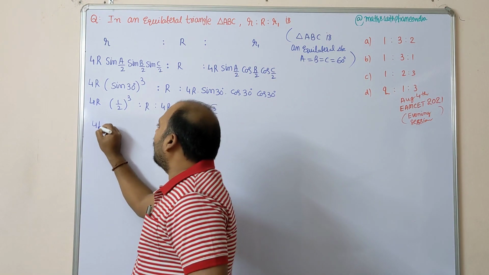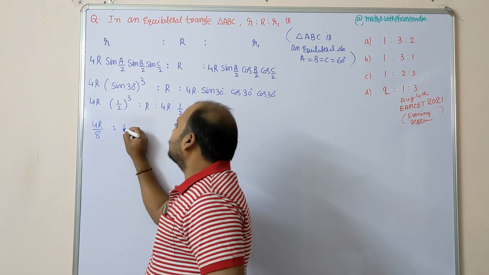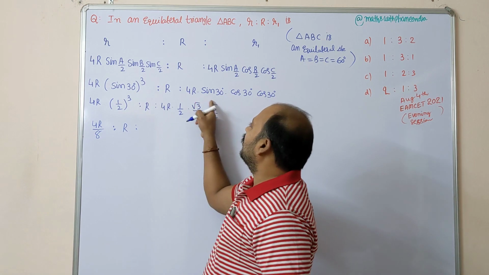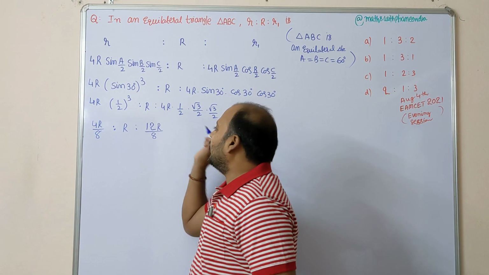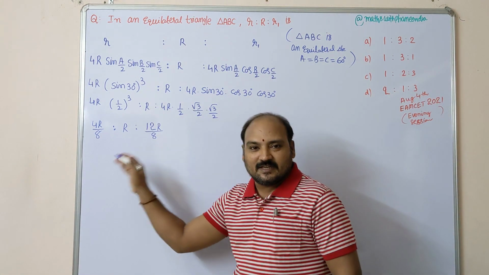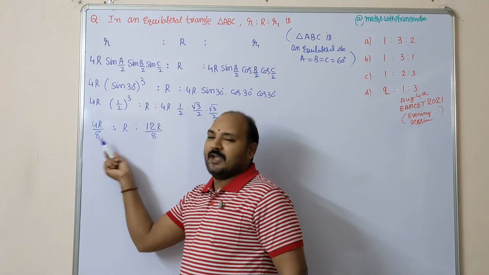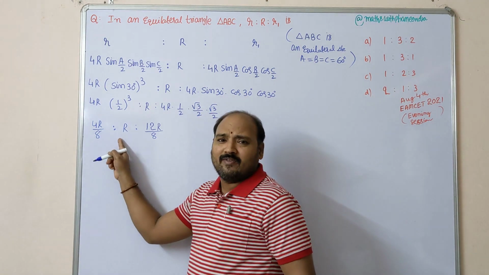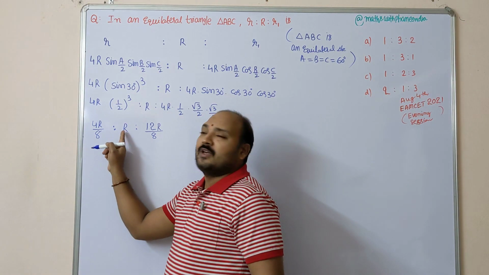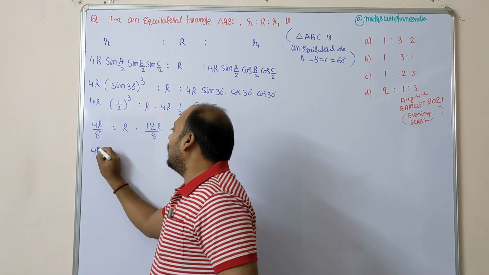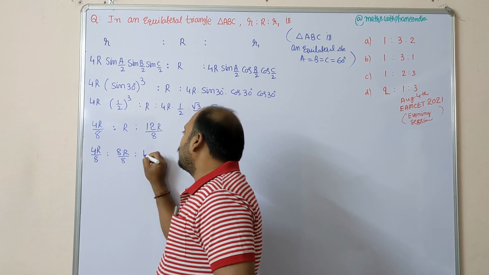So here 4R times 1 cube by 2 cube, which is 8, is to capital R is to root 3 into root 3, which is 3, 3 into 4 is 12R, divided by 8. In the first and last terms the denominator is 8, but the middle one does not have the 8 denominator. So multiplying and dividing the middle one by 8, it becomes 4R by 8 is to 8R by 8 is to 12R by 8.